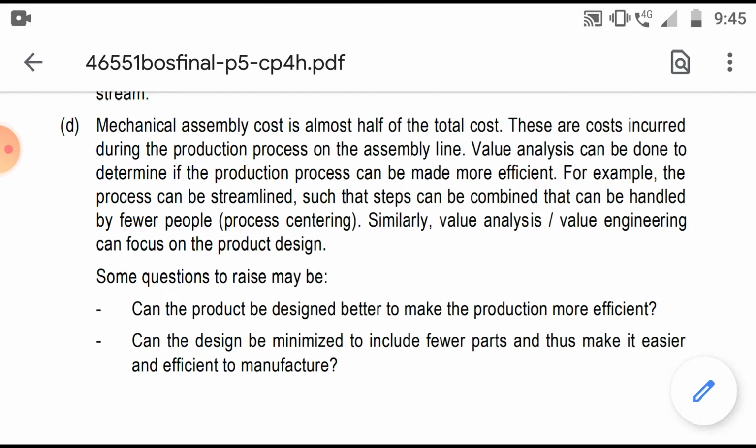Value analysis can be done to determine if the production processes can be made more efficient. For example, the processes can be streamlined such that steps can be combined and handled by fewer people. Moreover, the value engineering can focus on the product design. So we can use value analysis and value engineering, which can help in reduction of this cost. If we streamline the process properly, all this cost will be reduced.